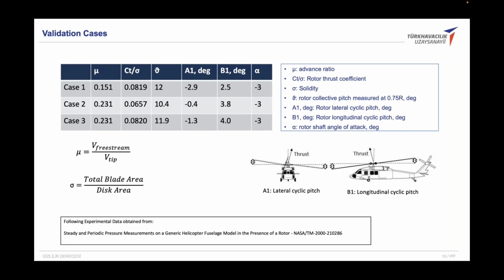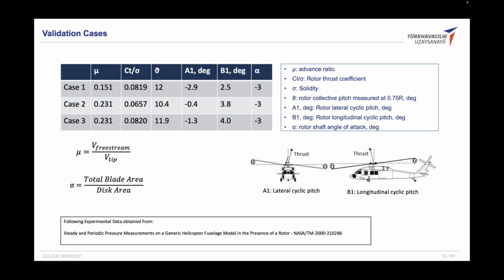After that, we do a validation case on ROBIN. ROBIN's extended name is rotor body interaction, which is experiments made by NASA. You can see the reference. The first term in here is advance ratio. Advance ratio means the free stream velocity over the tip velocity. Tip velocity is calculated from rotor rotation, RPM, and free stream velocity. Higher advance ratio means higher forward flight velocity.